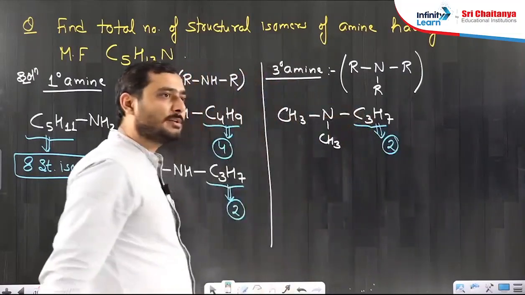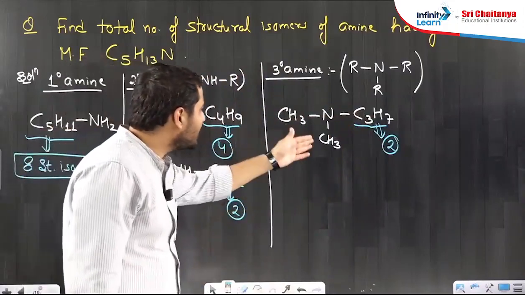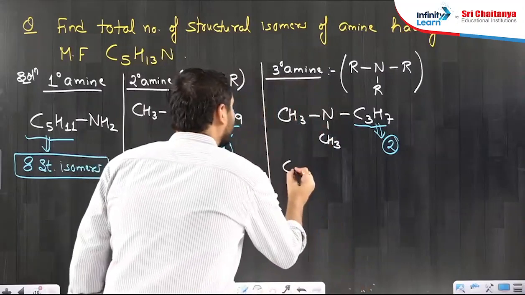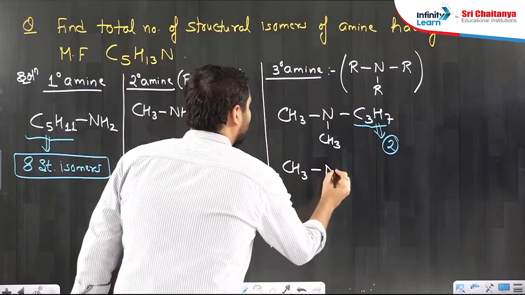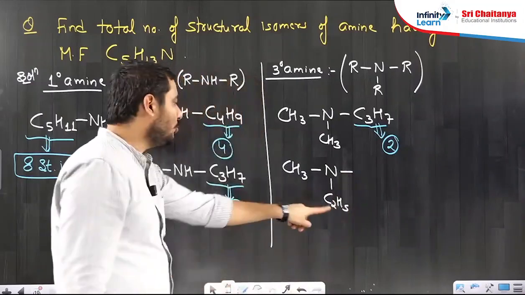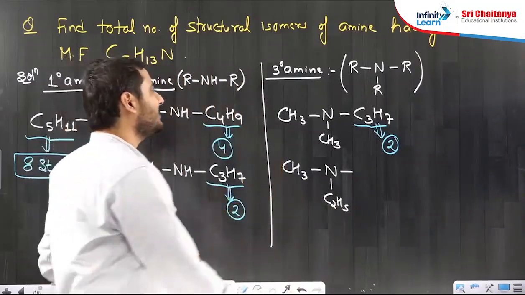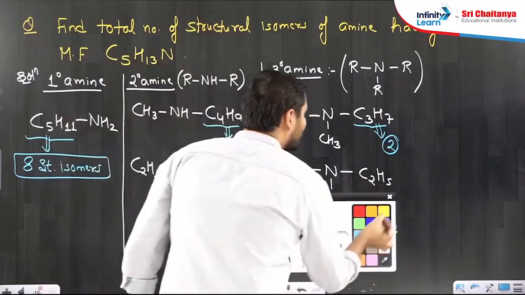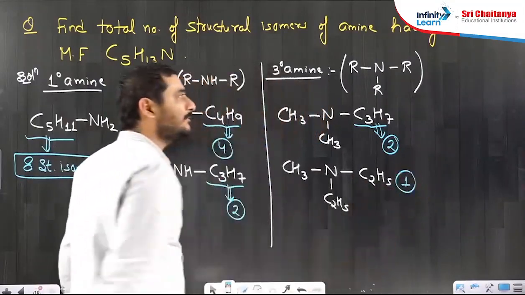2 isomers are possible. Now it is not necessary that both are methyl. If we take 1 methyl and 1 ethyl, CH3, N. Let us take 1 as ethyl. Then what is left? 2 plus 3 carbon atoms, so 2 are left. So it is also C2H5. In C2H5 there is no isomerism, so this is only one structure.